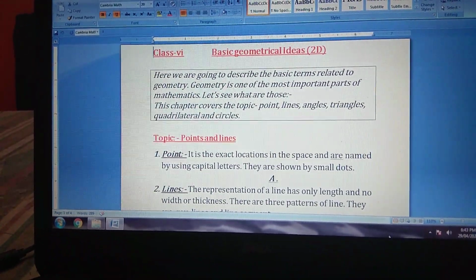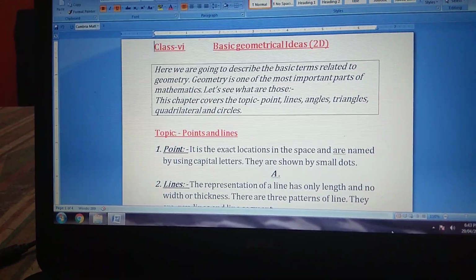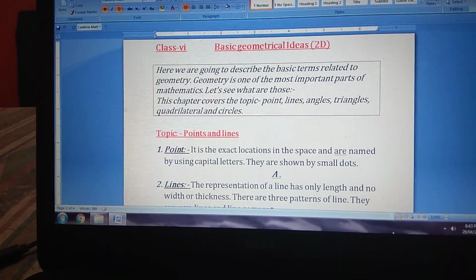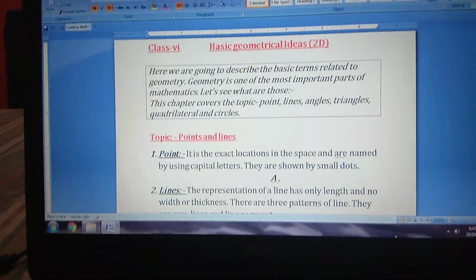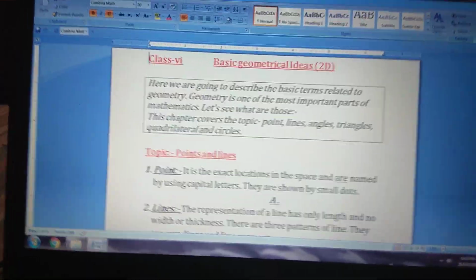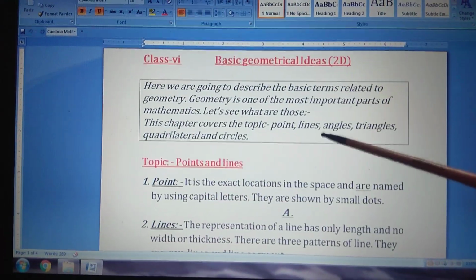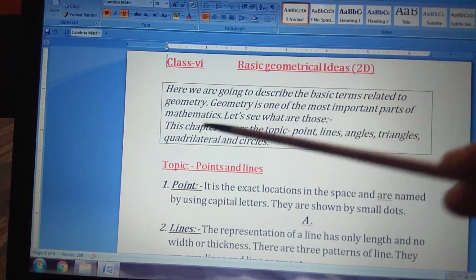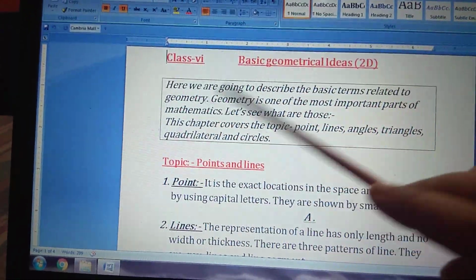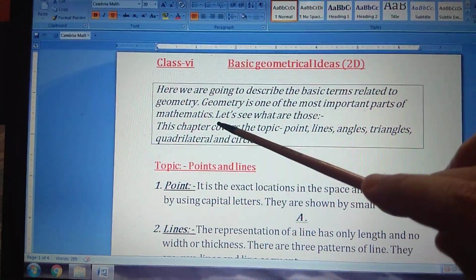The name of the chapter is Basic Geometrical Ideas. So here we will learn about the basic things about geometry. Here we can see I have described the chapter in a few words in a box. While you maintain your notebook, there is no need to write this box material in your notebook. Here we are going to describe the basic terms related to geometry.